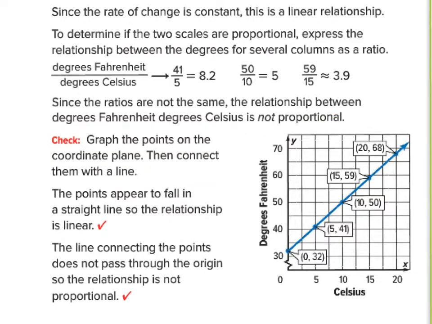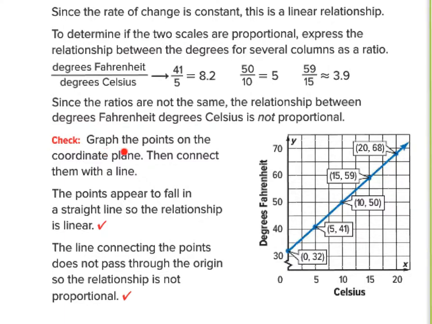So here what we're saying is in real life, when we have 5 Celsius, it's going to be 41 degrees. What is the change between the two of them? Well, when I divide the top by the bottom, I get 8.2. But then when it's 50 Fahrenheit, it's 10 degrees Celsius. The rate here is 5. And over here it's about 3.9. So no, this is not proportional by any means.